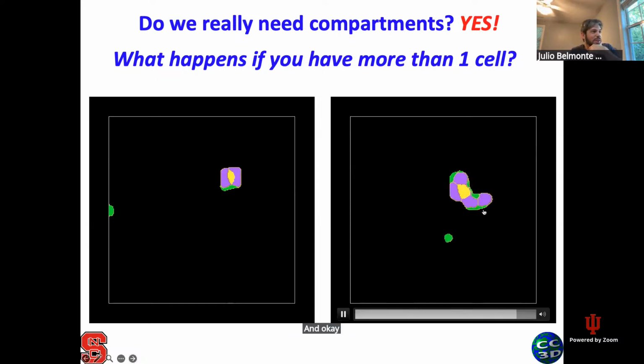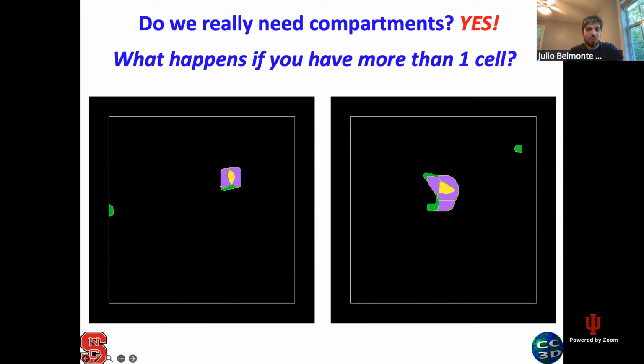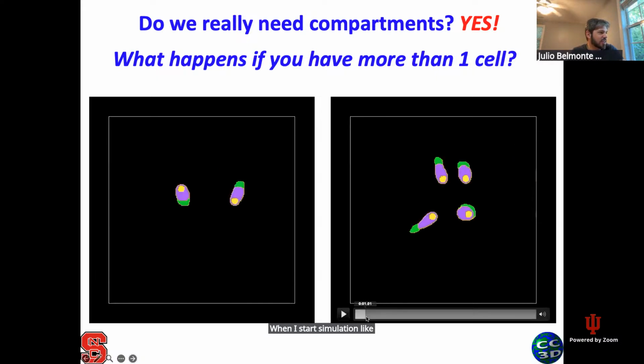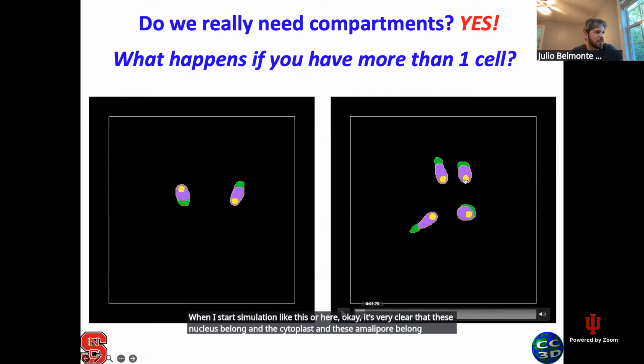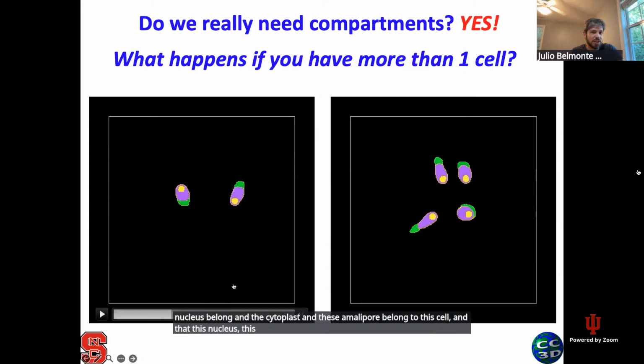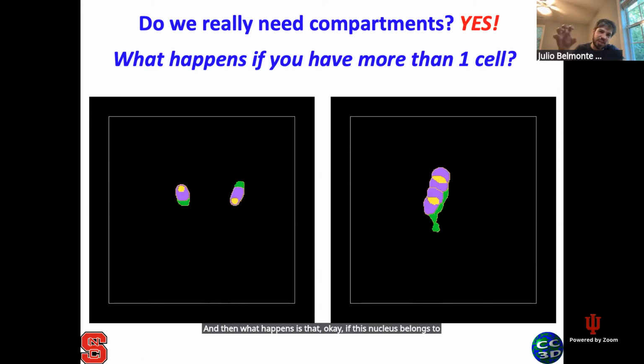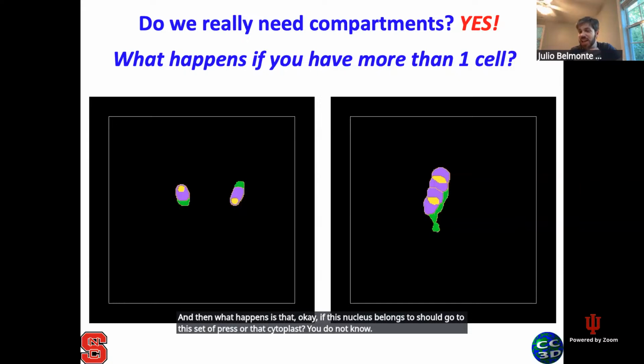Okay, do you guys have any idea why this happens? Well, the problem here is that when I start the simulation like this, it's very clear that this nucleus and this cytoplasm and this lamellipodium belong to this cell, and that this nucleus, this cytoplasm, and this lamellipodium belong to this cell, and so on. But once they see each other, they cannot tell apart who belongs to whom. Then what happens is, should this nucleus go to this cytoplasm or that cytoplasm? You do not know. Yeah, exactly. Similar contact energy of the same parts of the cell. They have exactly the same energies, right?